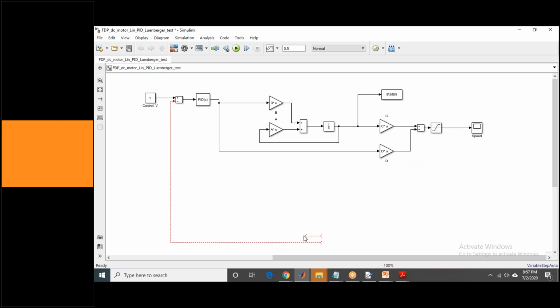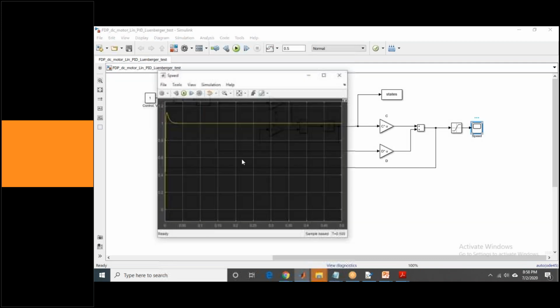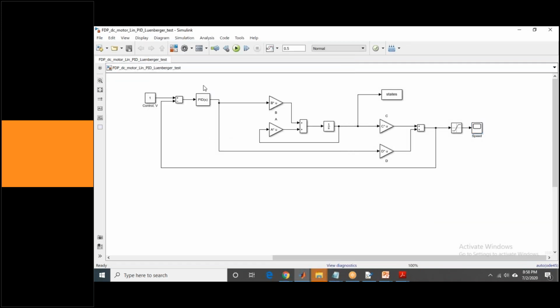Just give me a minute. Okay, so this is a very simple case. I will show you how to tune this PID controller. I assume that you have built this one. So what is happening is x dot equals A x plus B u, y equals C x plus D u. So these ABCD matrices, if you run that code, you will get the linearized one. So this is the reference speed. I want a reference speed of one.